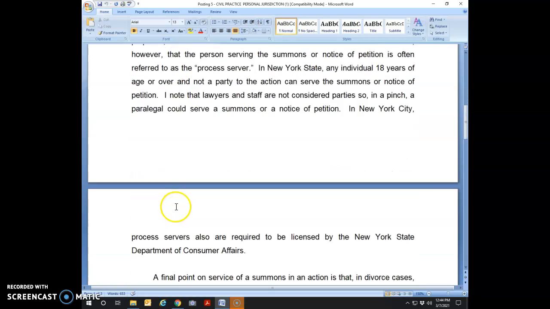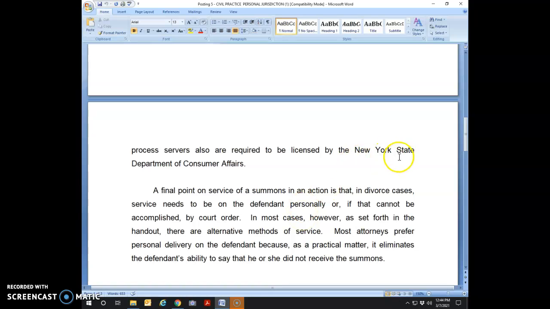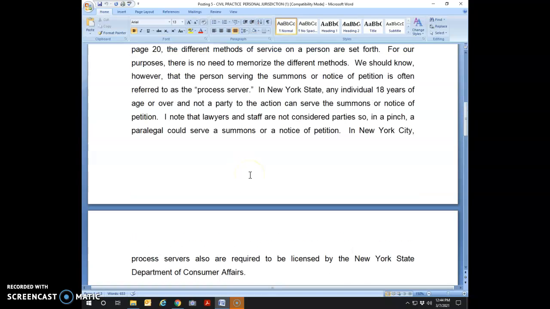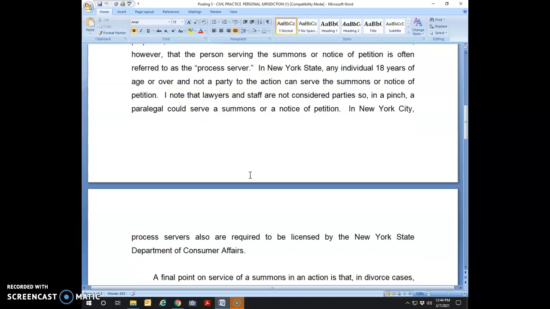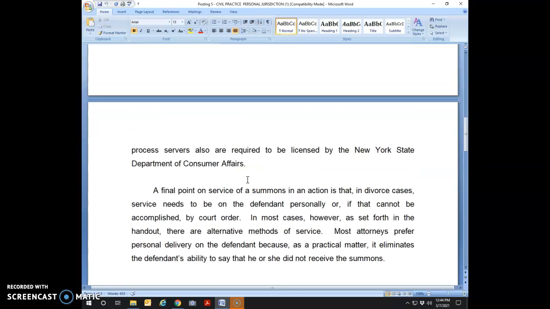In New York City, the process servers are required to be licensed by the New York City Department of Consumer Affairs, but let's not worry about that. More power to you if you end up working in one of the 5 boroughs in New York City. I did for a while, and it's very exciting. But we're focusing really on the rest of the state, so we just need to have that person 18 years of age or over and not a party.